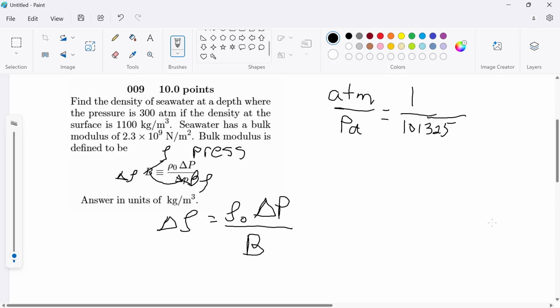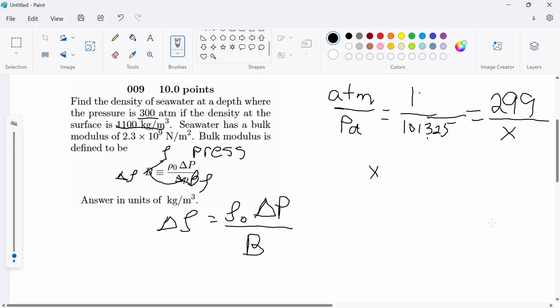So what is the change in pressure? Well, at the surface it's 1 atmosphere, and it's going down to 300 atmospheres. So the change in pressure is 299 atmospheres. And I've written this up here. 1 atmosphere is 101,325 pascals. So 299 atmospheres, that's the change in pressure, is a change of how many pascals?